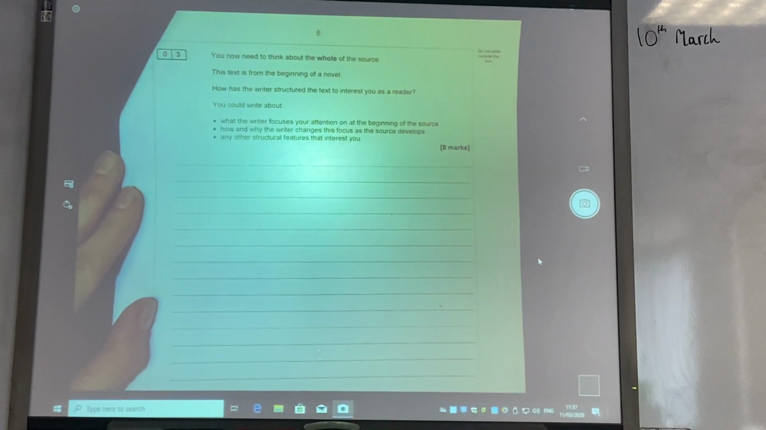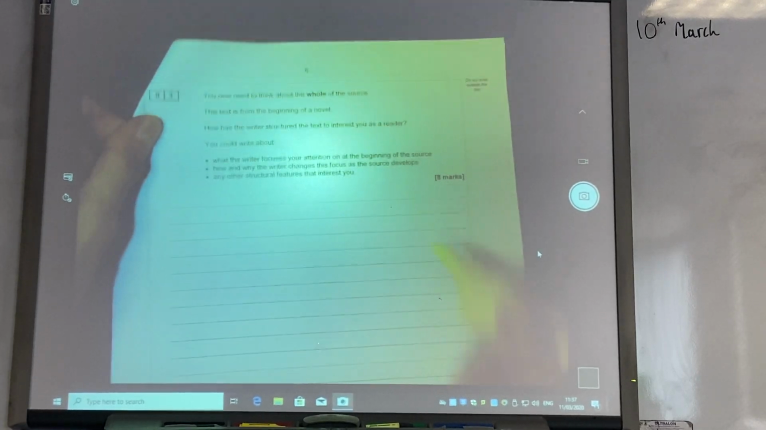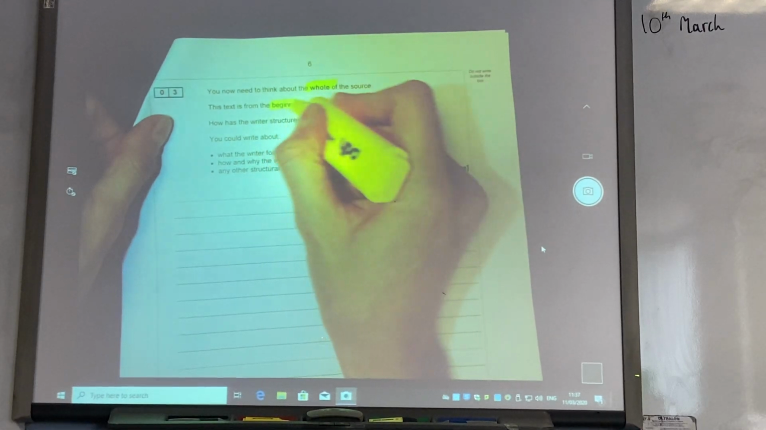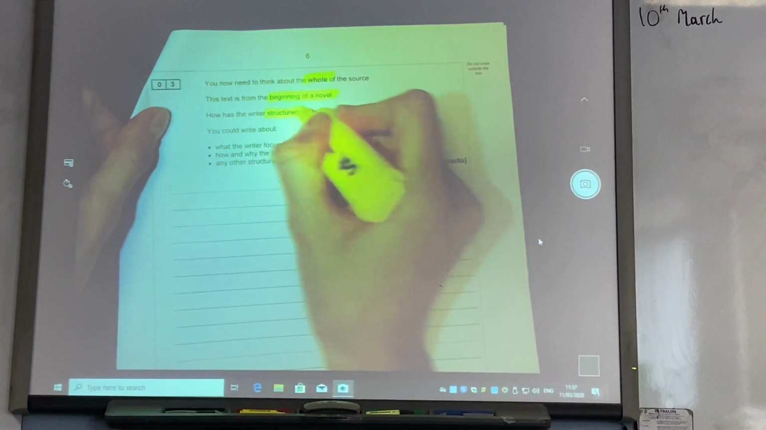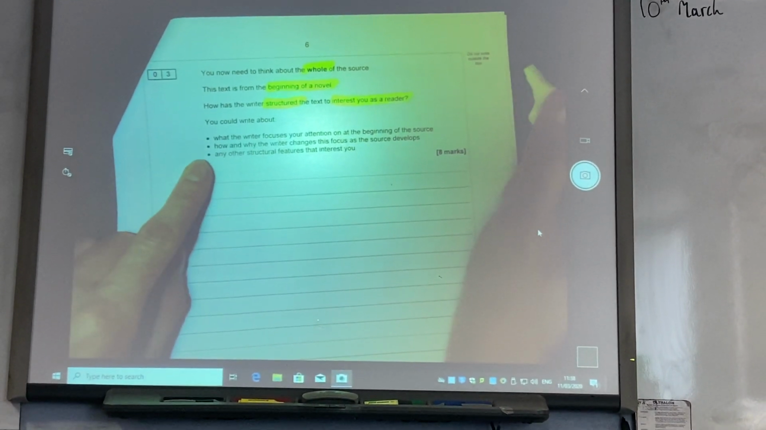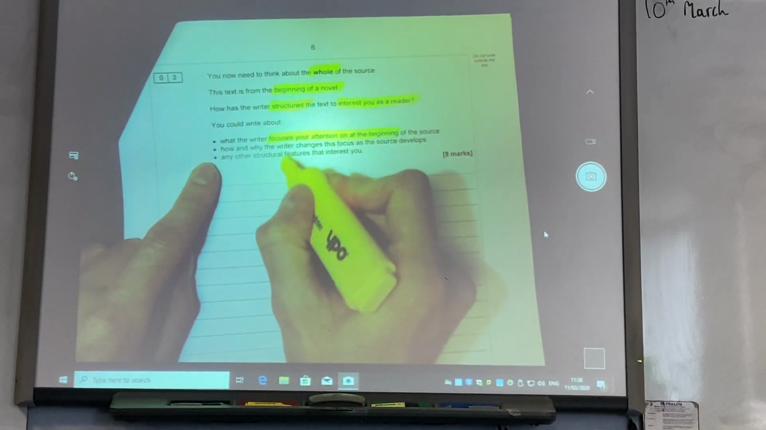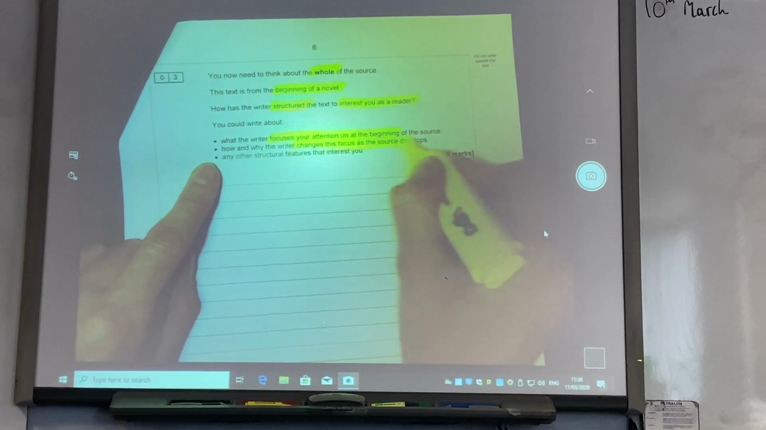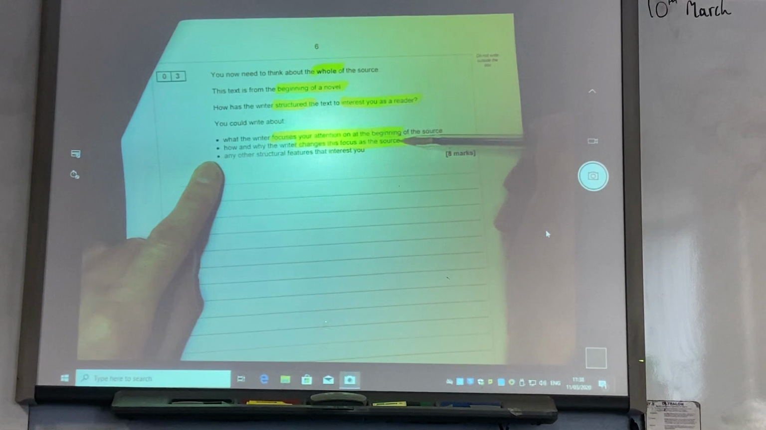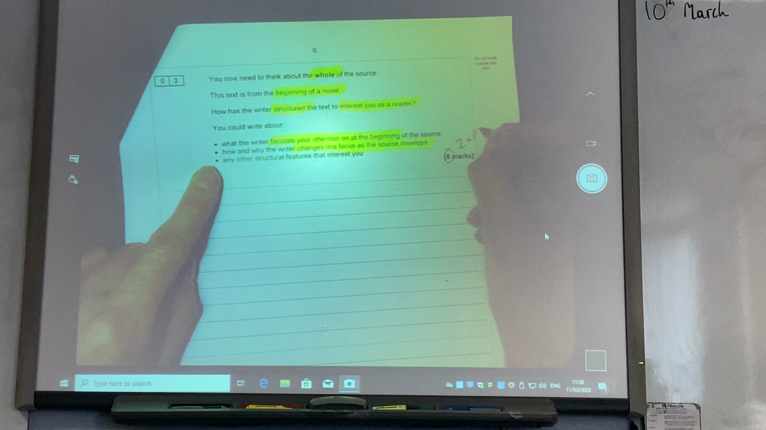And as usual, we highlight the keywords in the question. We need to think about the whole of the source. This text is from the beginning of a novel. How has the writer structured the text to interest you as a reader? And we're advised to write about what the writer focuses your attention on at the beginning and why the writer changes the focus as the source develops. So you could write a paragraph about each of those, or you could write 2 paragraphs about this one. 8 marks, so we're after 2 paragraphs.